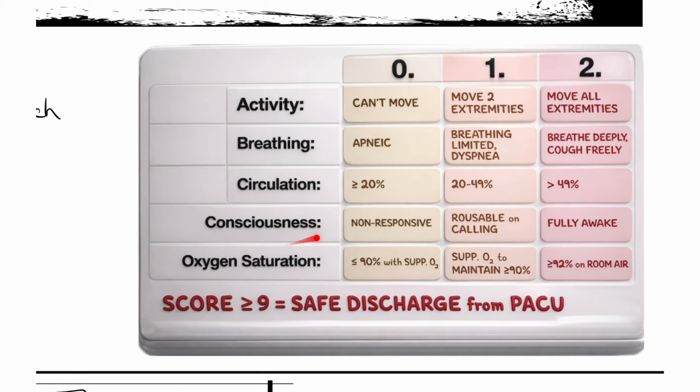The fourth parameter that we have to look at is consciousness, meaning conscious level. If the patient is non-responsive, then it is scored 0. If the patient is arousable on calling, this is scored 1.